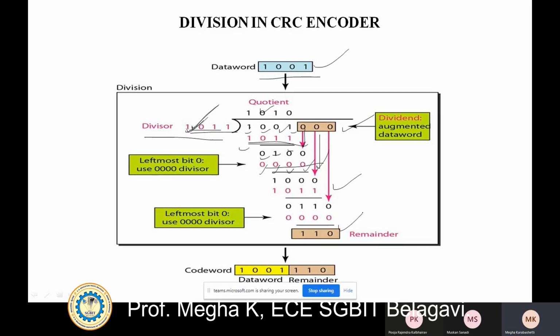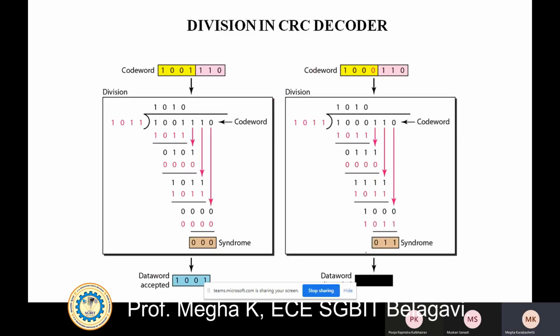What is the remainder here? 110. Yes, the remainder is 110. That remainder is added as the cyclic redundancy check bits to the data word. Our data word, the data to be transmitted, was 101001 and the CRC added is 110. Now the code word is ready.